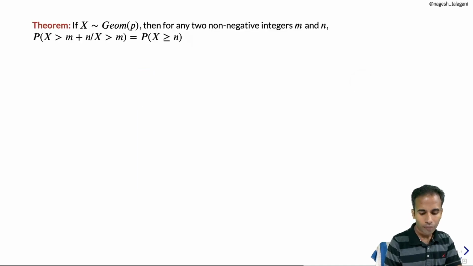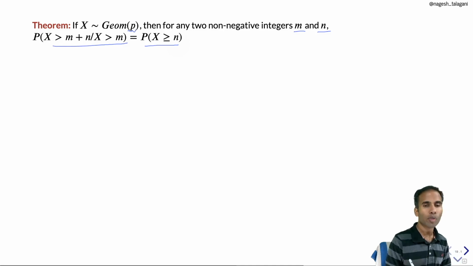Theorem. If x follows a geometric distribution with parameter p, then for any two non-negative integers m and n, the probability of x bigger than m plus n given that x bigger than m equals the probability of x bigger than or equal to n. First let me prove it, then I will explain what it means.